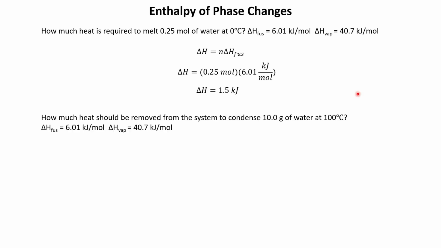Let's do another problem. This problem reads, how much heat should be removed from this system to condense 10 grams of water at 100 degrees Celsius? And again, we have our heats of fusion and our heats of vaporization.